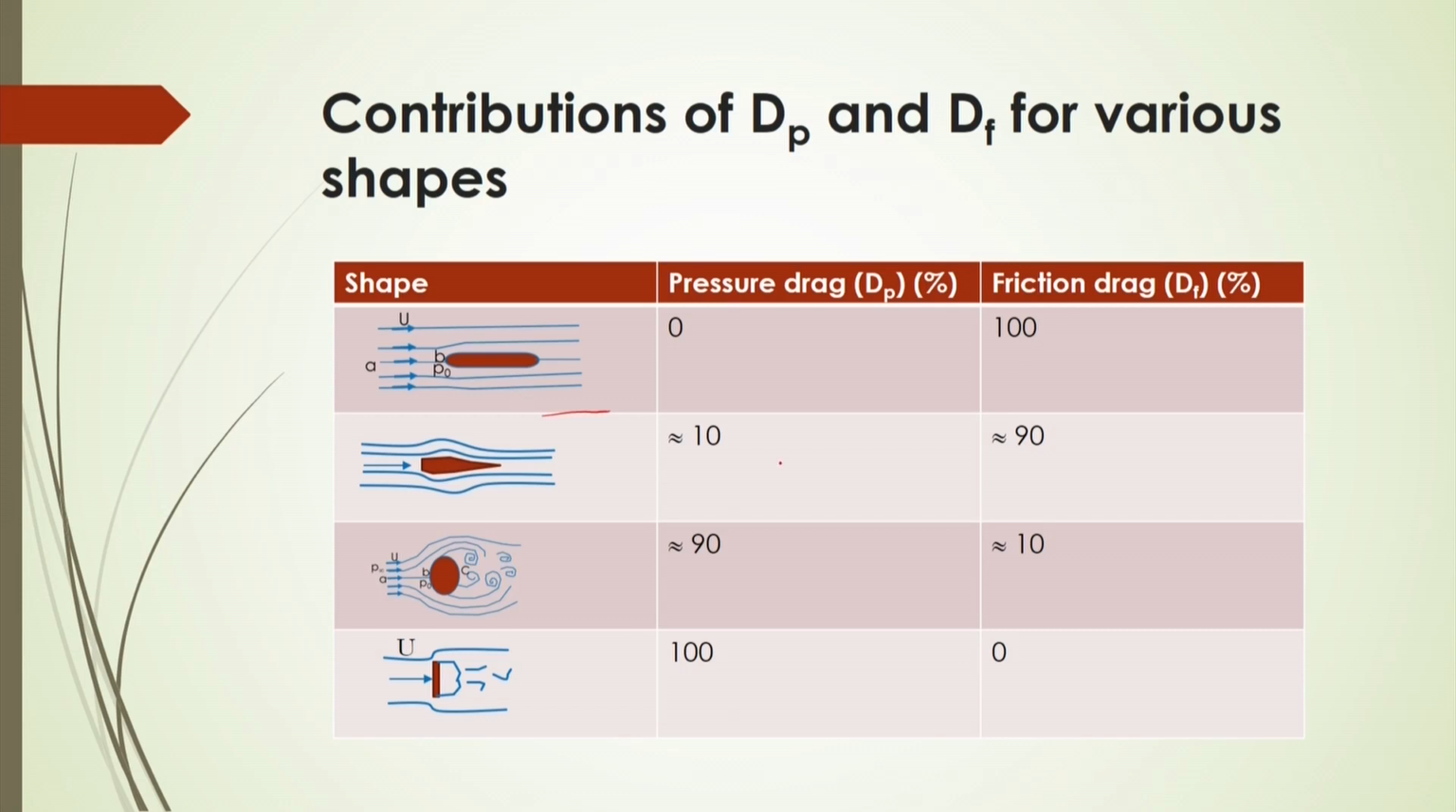So, accordingly, the contributions due to pressure and friction depend on the object surface which is coming in contact with the fluid. Now, in this object you will see that pressure drag will be 10%, whereas friction drag will be 90%. Here the maximum surface area of the object is coming in contact with the fluid, and there will be friction. That is why frictional drag will be maximum in this case.